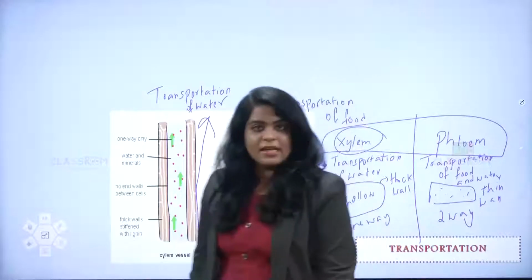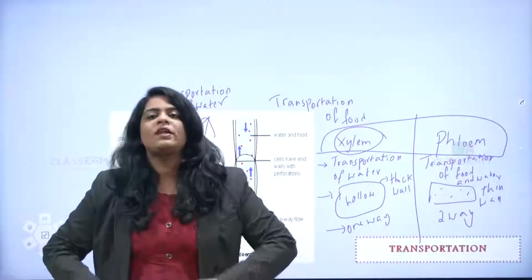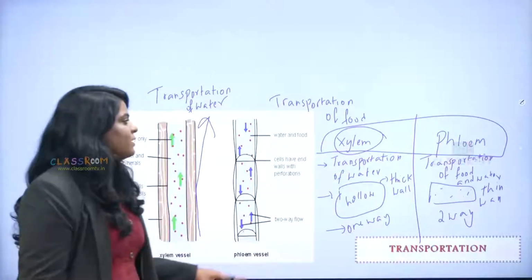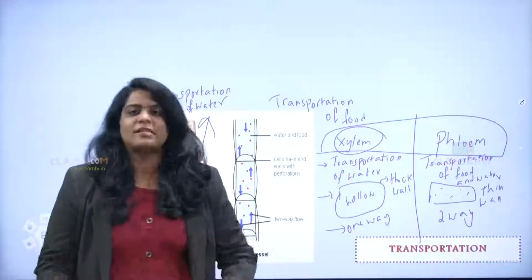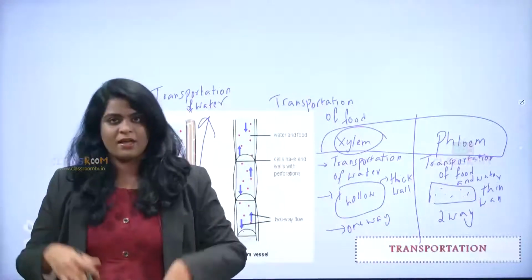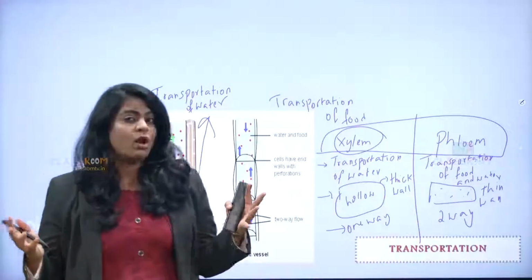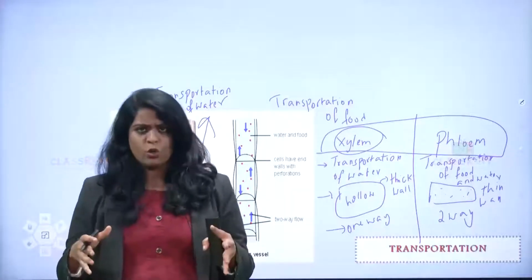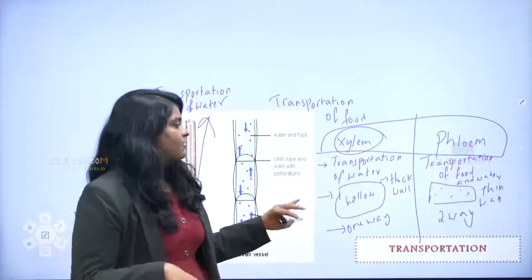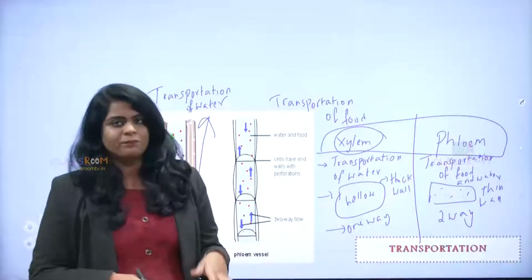So let's go through it again. Xylem helps in transportation of water, and it's only one way from roots to all parts of the plant. Whereas in phloem, it is a two-way flow. That is, it transports water and food from lower level to higher level and also from higher parts to the lower parts. And xylem is thick-walled and the cells are usually dead and hollow, whereas phloem cells are thin-walled and they have perforations. So these are a few of the differences that you need to remember about xylem and phloem.